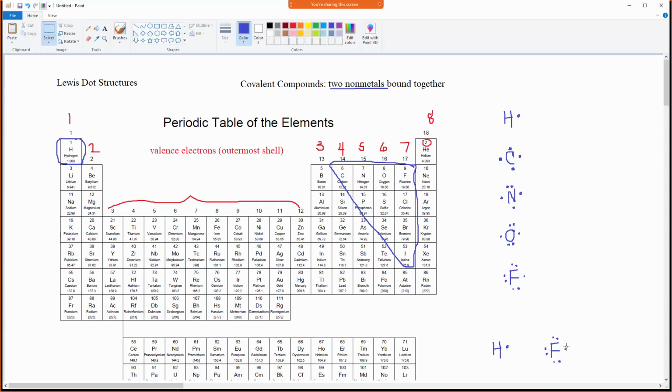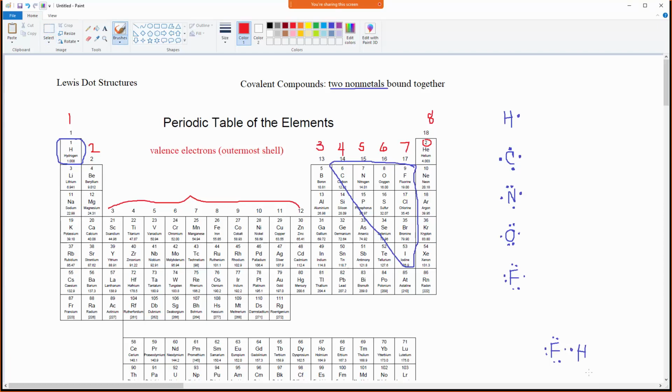So they both want 1 more, so they're not going to have one person give away and one accept. Instead, they say, look, what if I flip you here? What if we come together like this? And we spend some time together sharing these 2 electrons. And hydrogen's going to donate this electron, and fluorine's going to donate this electron.